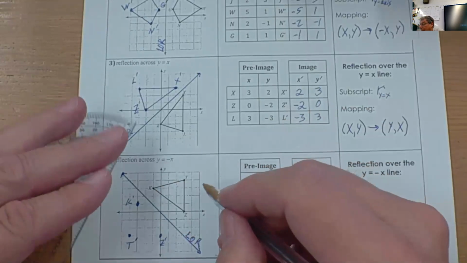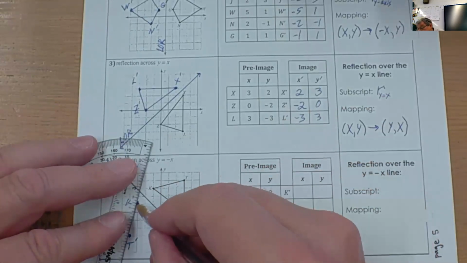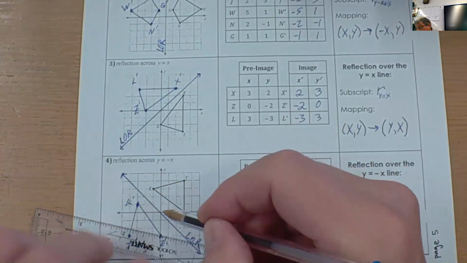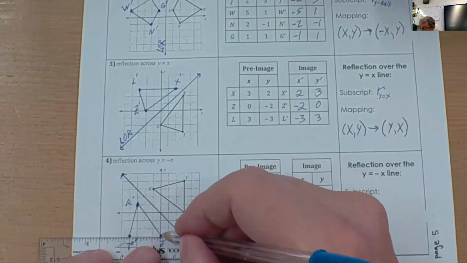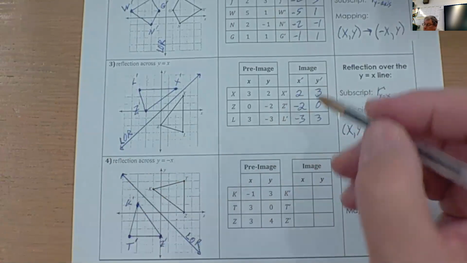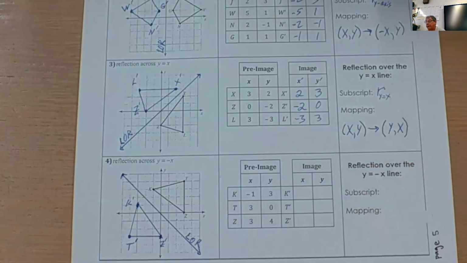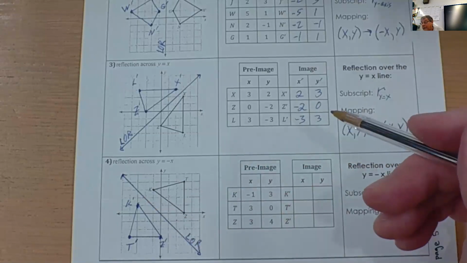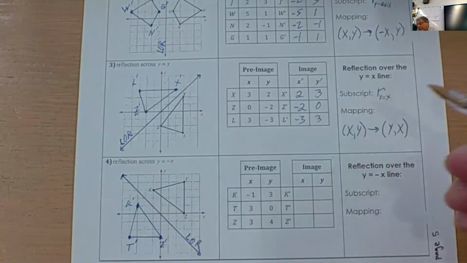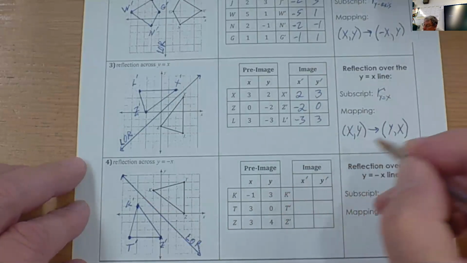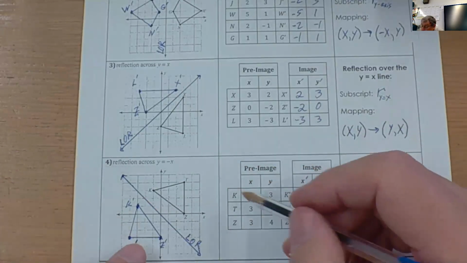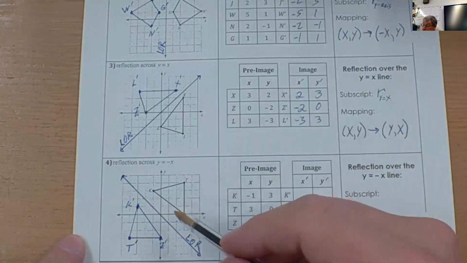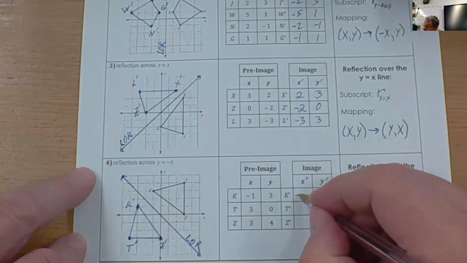So then when we play dot to dot, we get that. And we reflected triangle KTZ over the line y equals -x. So let's write down our coordinates. X prime, y prime. So K went from -1, 3 to -3, 1.